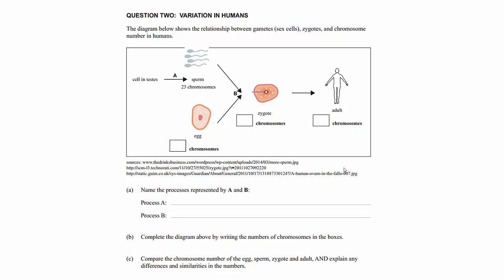The zygote will have 46 chromosomes because the sperm and the egg have joined together. 23 plus 23 is 46. And then the adult will have 46 chromosomes as well. Okay, for question 2C, we're going to have a look at the marking schedule.